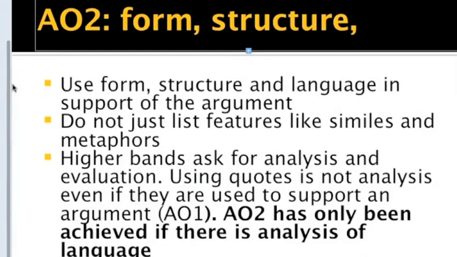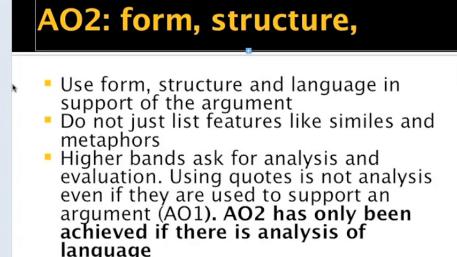Now, AO2, form, structure, language. You've got to use those, the form, structure and language, in support of the argument. And of course, that is not just listing features, like how many similes or how many metaphors you can find in an extract. For the higher bands, you're asked to analyse and evaluate. And using quotes, just using quotes, is not analysis. And this is where a lot of students are losing marks. Even if you make a point and then you support it, that's not analysis. It's just using a quote to support an argument, which in fact is AO1. AO2 is only achieved if there is an analysis of, say, the language, if you're focusing on the language part.